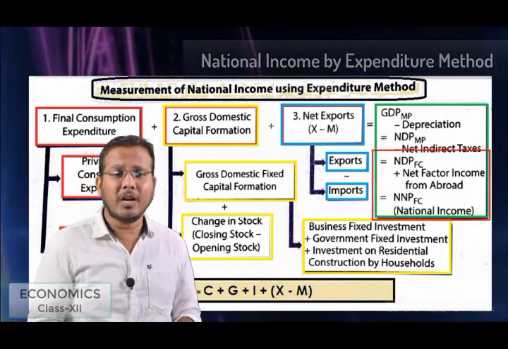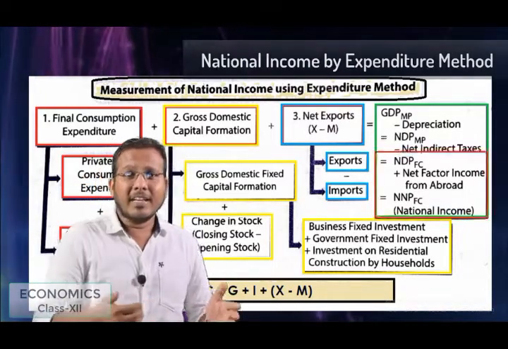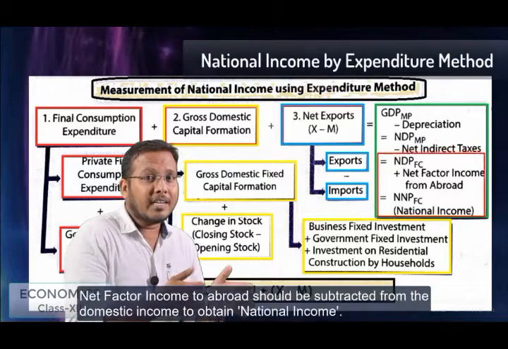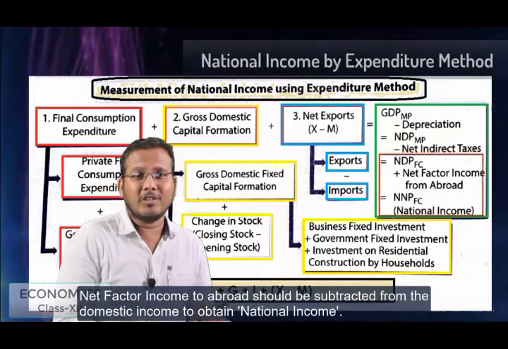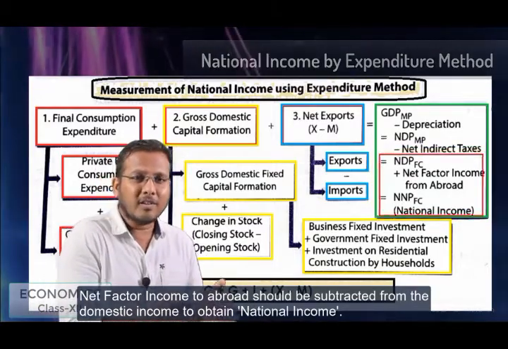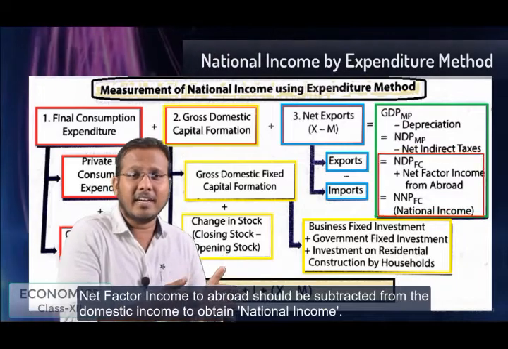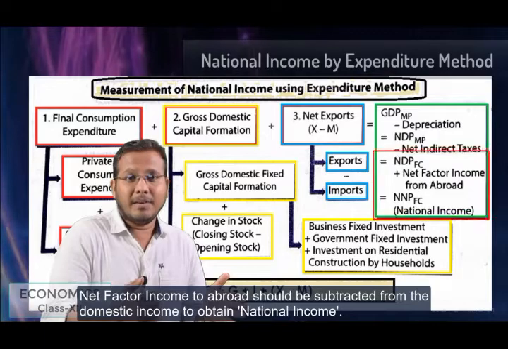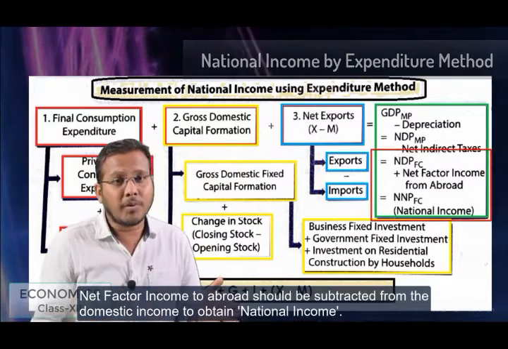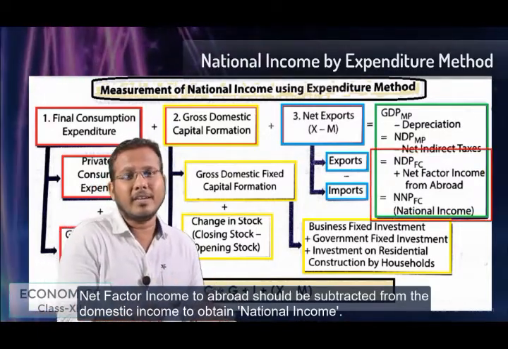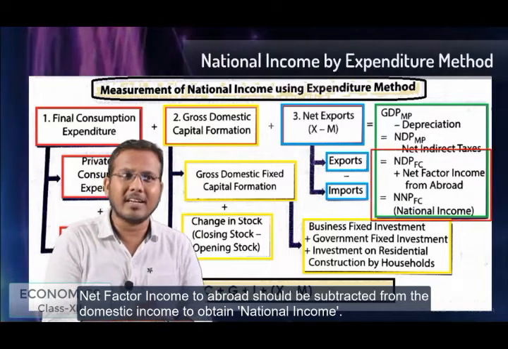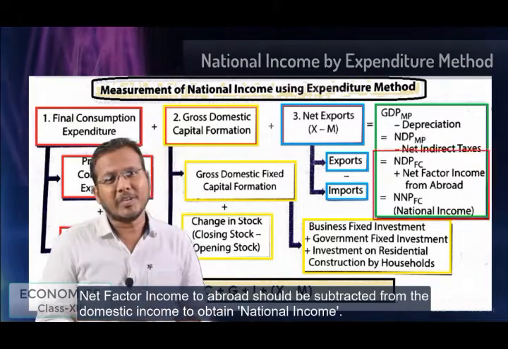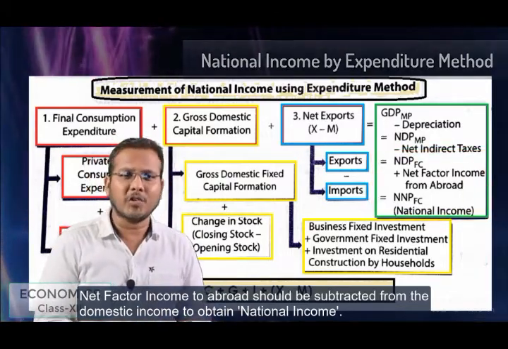But one more thing you have to keep in mind: whenever we get items like net factor income to abroad in the questions, then in place of adding the NFIA, that is the net factor income from abroad, when we are given the value of NFIA, that is net factor income to abroad, that value should be subtracted. So in this way we can very easily get the value of national income, that is NNP at factor cost.